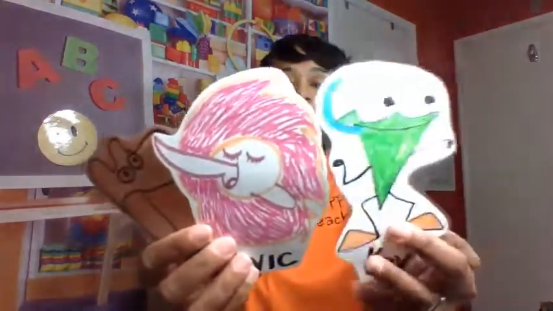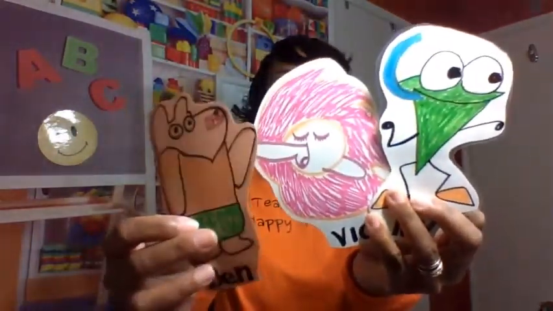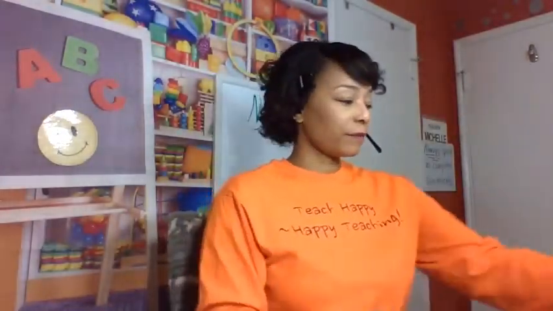Here are more characters for Education First lessons. So these had popsicle sticks on the back as well, but they fell off and I just haven't had the time to put them back on.